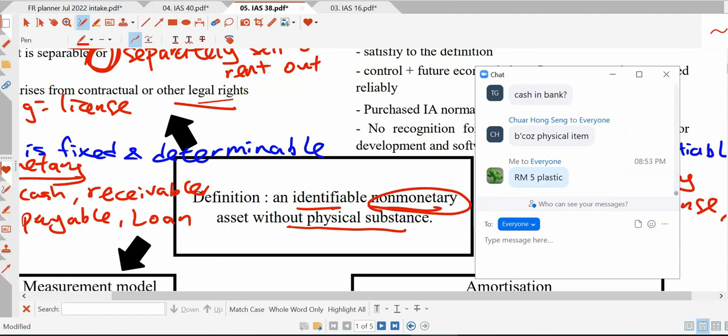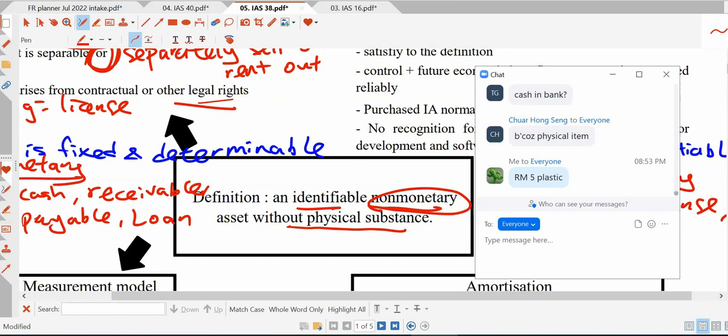Now, if I don't want to pay you this, I use online transfer. Are you okay? If I don't do online transfer, I have my Touch 'n Go e-wallet. I transfer Touch 'n Go e-wallet money to your Touch 'n Go e-wallet. Are you okay as well? I'm not giving you the physical paper, I just do digital transfer. You say okay? So that means money is intangible asset.